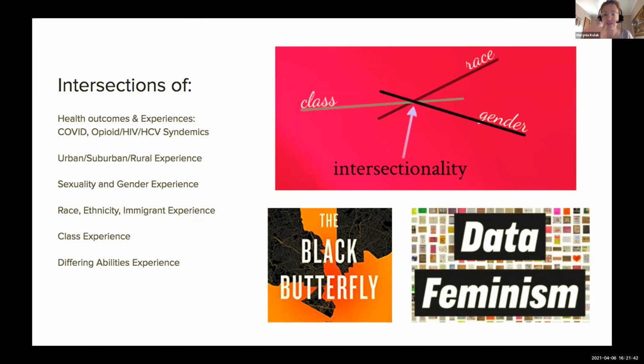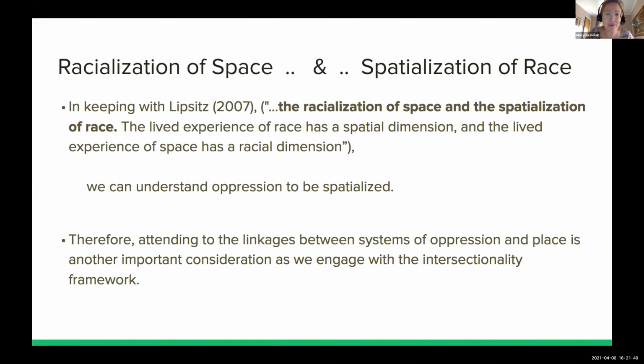And so just some texts that we've talked a lot about in our lab in the last year are the Black Butterfly and Data Feminism that kind of go into this in more depth. And then specifically within geography, there is also a tradition of thinking about space and actual place with this lens. So a really great text by Lipsitz talks about the racialization of space and the spatialization of race. We know that racism occurs at multiple different scales. And as geographers, a lot of the scales we're looking at will be a little bit more macro, right?